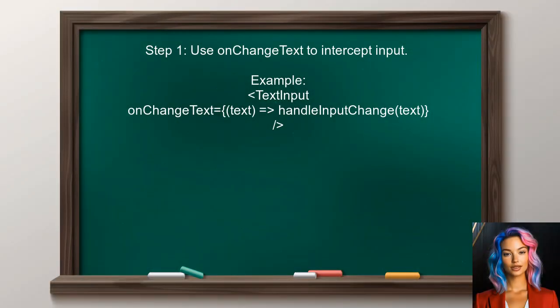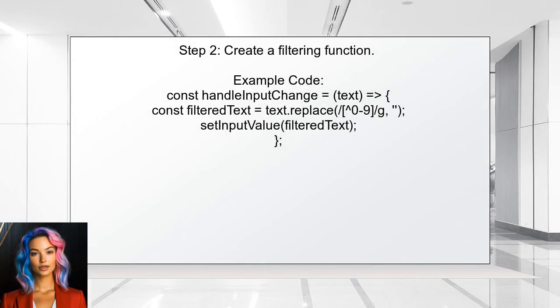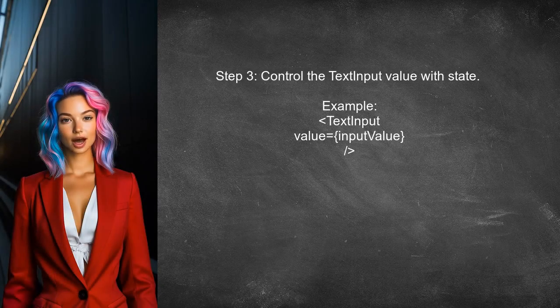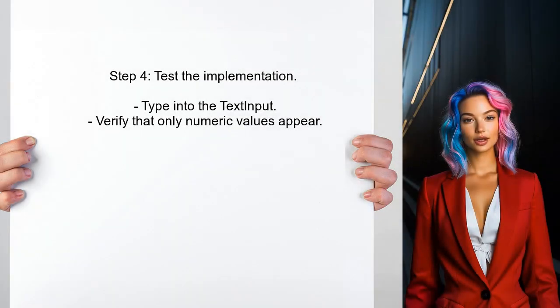To filter the text input value before it is displayed, the user can utilize the onChangeText prop effectively. This allows them to intercept the input as it is being typed. Next, the user should create a function called handleInputChange. This function will filter out any non-numeric characters from the input. Now, the user should ensure that the text input's value is controlled by the state. This means they need to set the value prop of the text input to the state variable that holds the filtered value. Finally, the user can test the implementation.